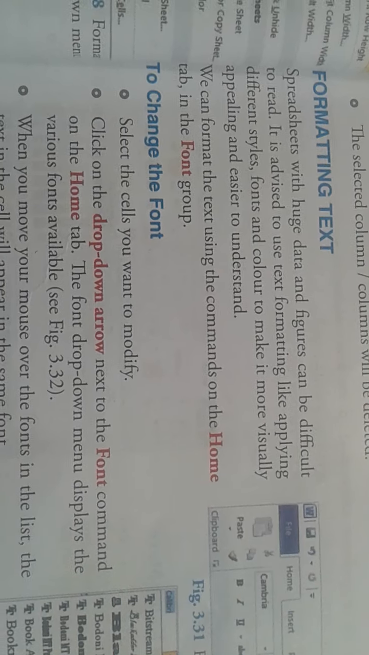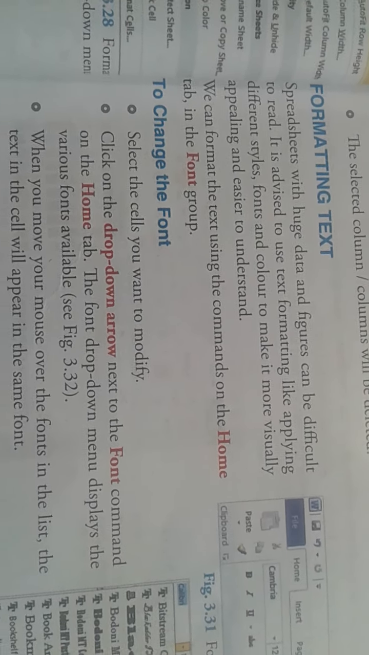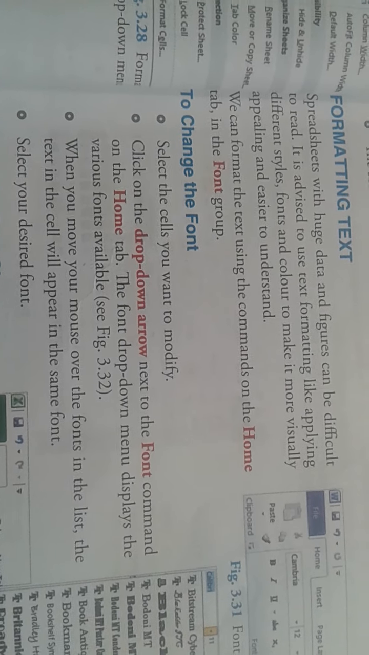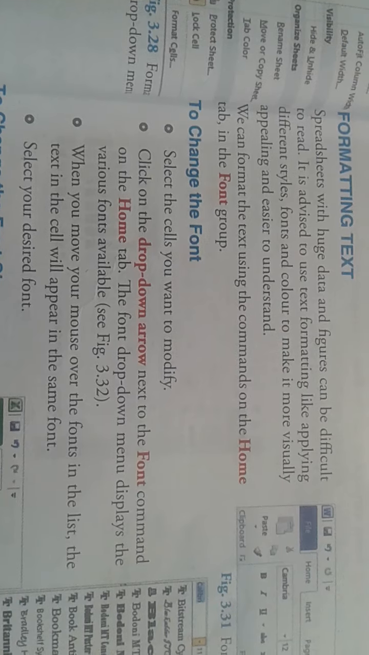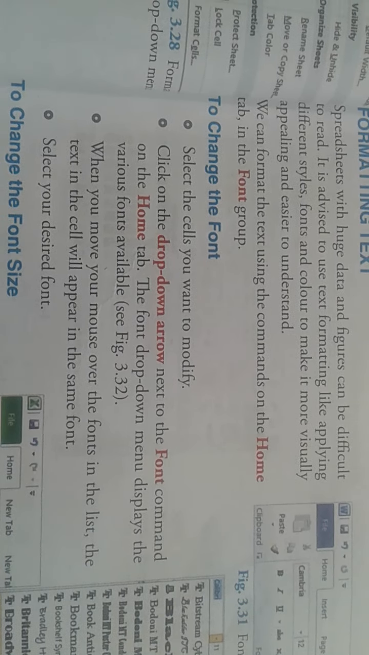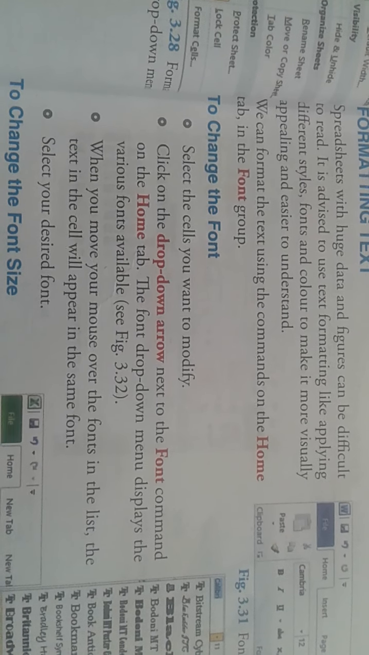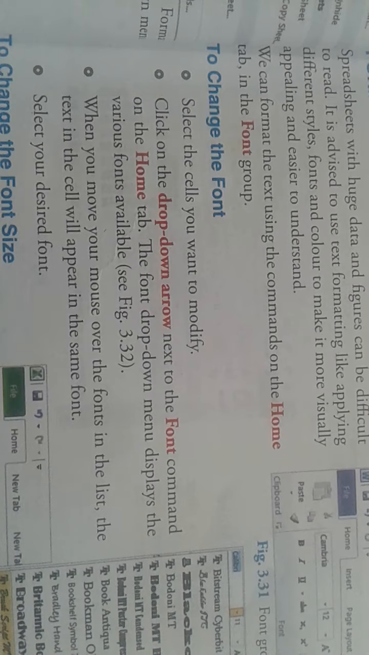On the Home tab in the Cells group, click on the Format command. The Format drop-down menu appears. Select Row Height. Whatever row height you want, you have to write it down over there. The Row Height dialog box appears. Type the desired row height and click on OK. Automatically the height gets changed.